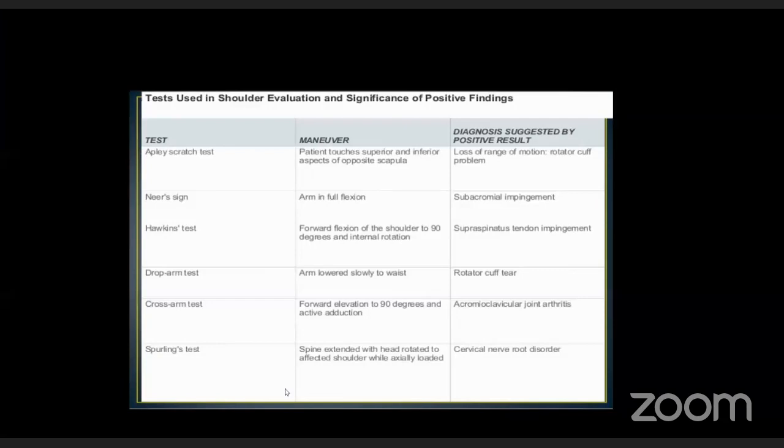It's the same, different tests, and you must learn them by heart, like Neer sign, arm in full flexion. You can't just lift the arm to 40 degrees. Hawkins test, forward flexion of the shoulder to 90 degrees with 30 degrees and internal rotation. That is where the impingement is most prominent. So we have just done a brief synopsis of the tests, so that if you are going for the examination, please go through it. You might find it extremely helpful.